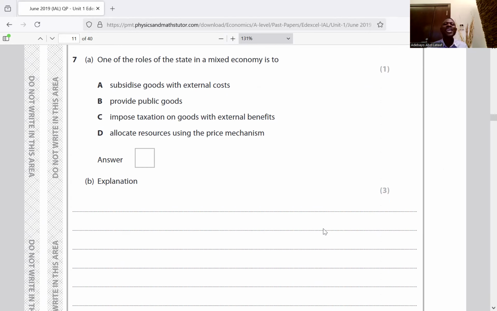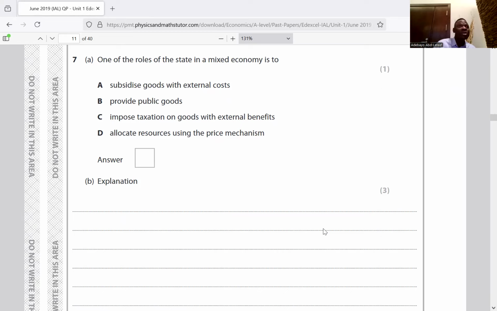One of the roles of the state in a mixed economy is to... First, what is a mixed economy? A mixed economy combines both the planned and the market system, which means resource allocation is done by both the public sector and the private sector. That makes it a mixed economy. So now, the roles. A, subsidize goods with external costs. No, for goods with external costs, the government would not subsidize. Government would rather tax it.